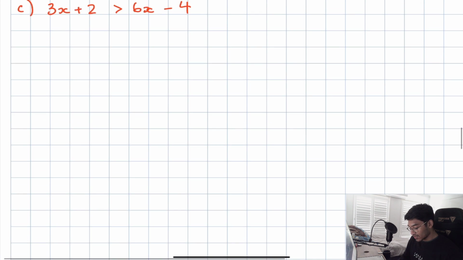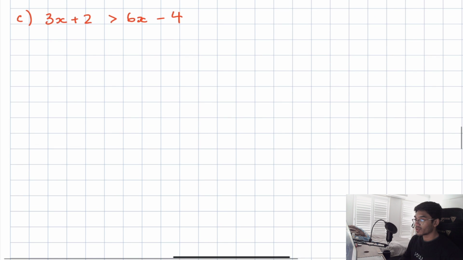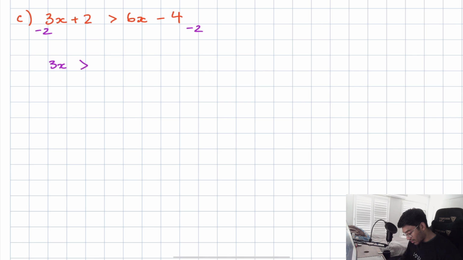Finally, left with kind of the hardest one we'll see in the chapter on exercise. 3x plus 2 is greater than 6x minus 4. What I want to do is get x's on one side and the whole numbers on the other. So my first step is I want to get rid of this plus 2. So what I'm going to do is minus 2 from both sides. Left with 3x is greater than 6x minus 4 minus 2, which is minus 6. You can put that in your calculator if you want to.